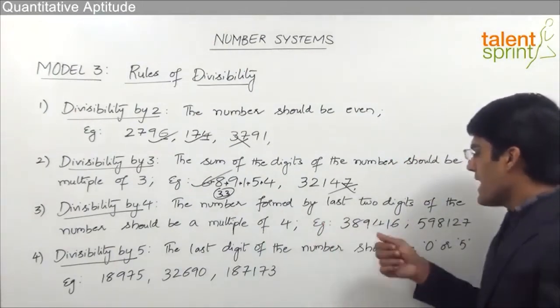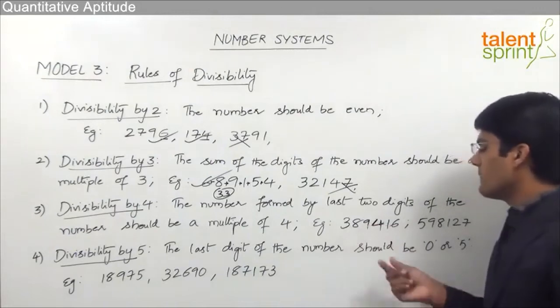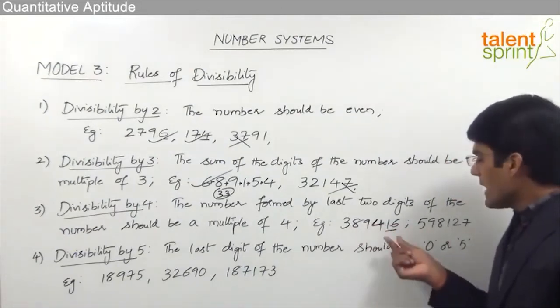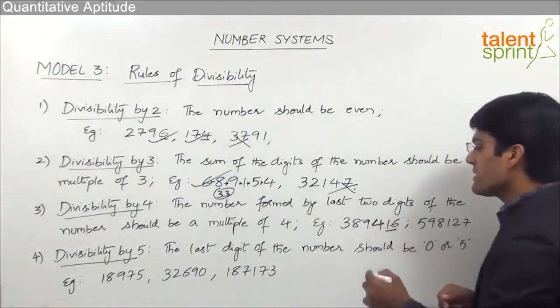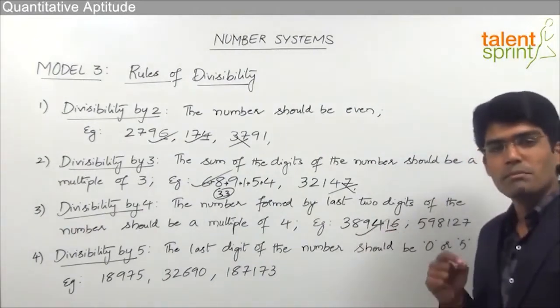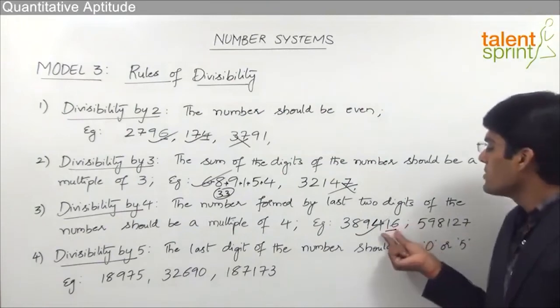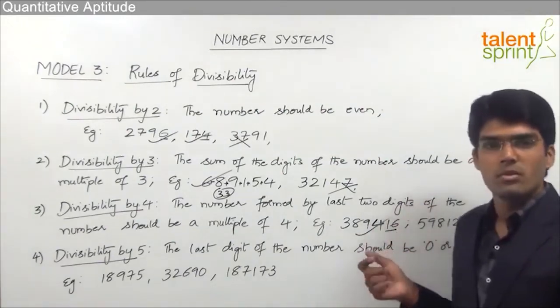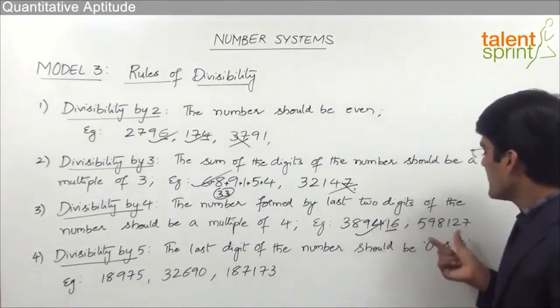For example, 389416. If you look at this number, the last two digits here are 16. And because 16 is a multiple of 4, this number is divisible by 4. So simply to check the divisibility, we need to just check the last two digits. If it is a multiple of 4, then the number is divisible by 4. Otherwise, it is not.